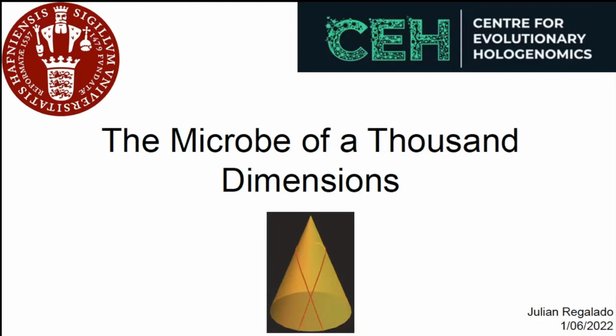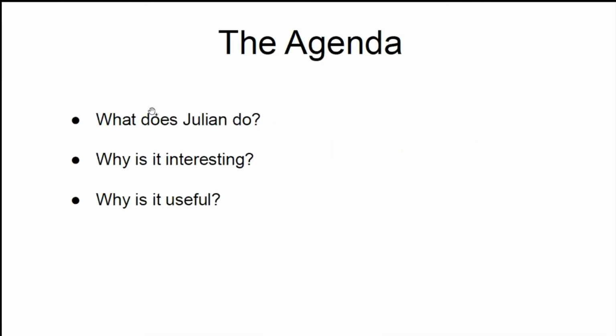So I want to start with the agenda, right? There's a lot of people new here that don't know me, and there's also a lot of people that already know me from quite a while ago, but still don't know what I do. So hopefully this is going to answer the question of what does Julian do with his time at the globe? Why is it interesting? This is a very important part, but most importantly, why is it useful and why you should care?